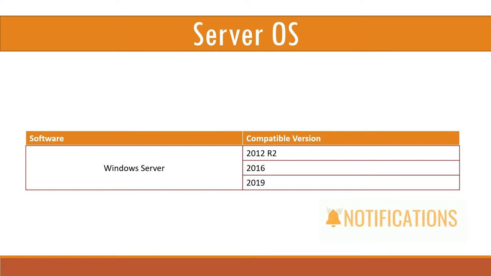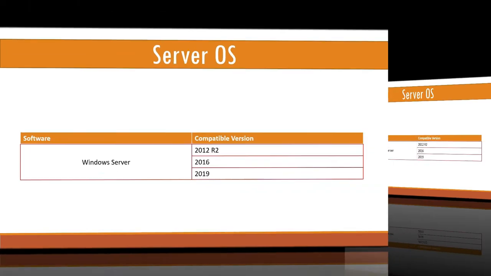To install the Orchestrator, we need to have a Windows server, and the compatible operating system version is Windows 2012, 2016 and 2019. You can select any of these servers to install the UiPath Orchestrator.